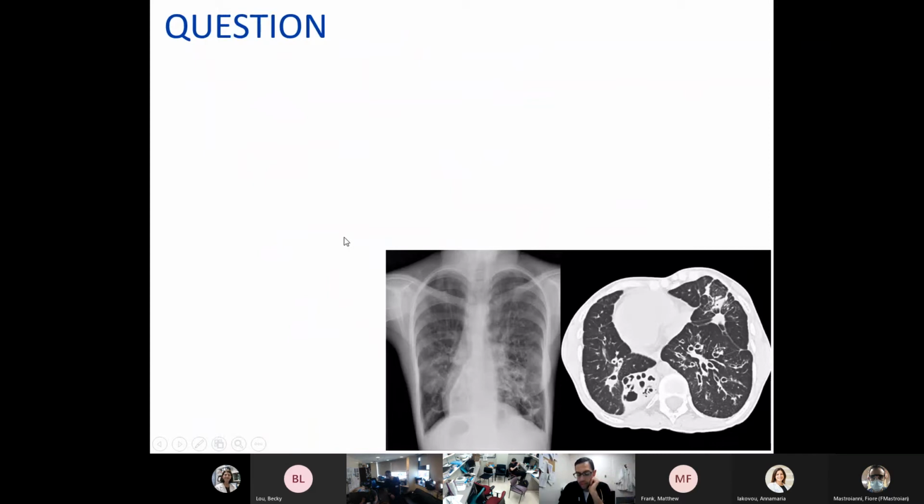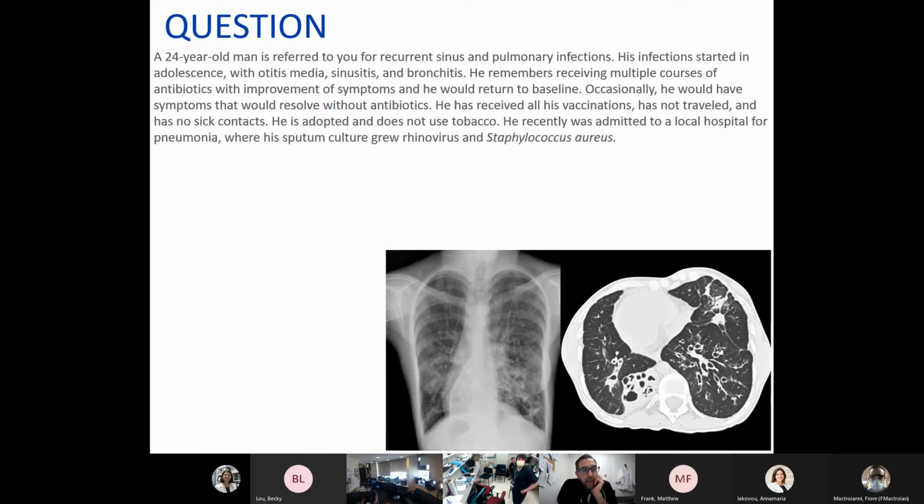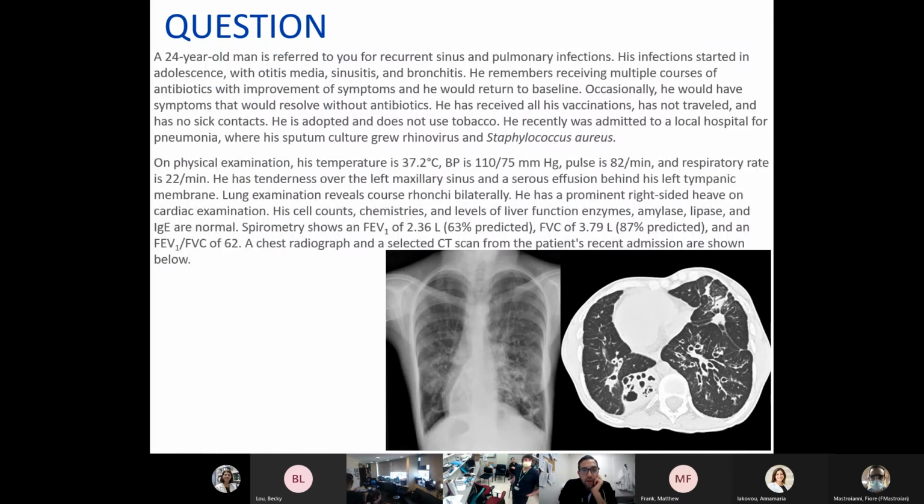So here's a question. I don't know who's with us or who wants to take it on, but I'll read the question. A 24-year-old man is referred for recurrent sinus and pulmonary infections. His infections started in adolescence with otitis media, sinusitis, and bronchitis. He remembers receiving multiple courses of antibiotics with improvement of symptoms, and he would return to baseline. Occasionally, he would have symptoms that would resolve without antibiotics. He has received all his vaccinations, has not traveled, and has no sick contacts.